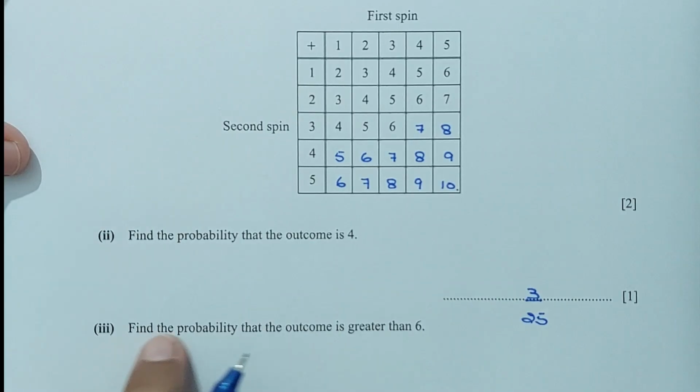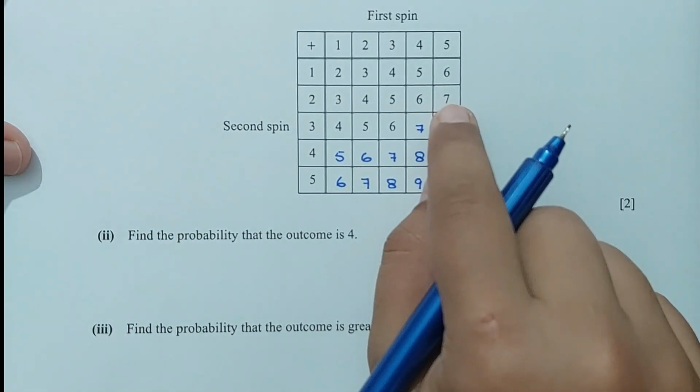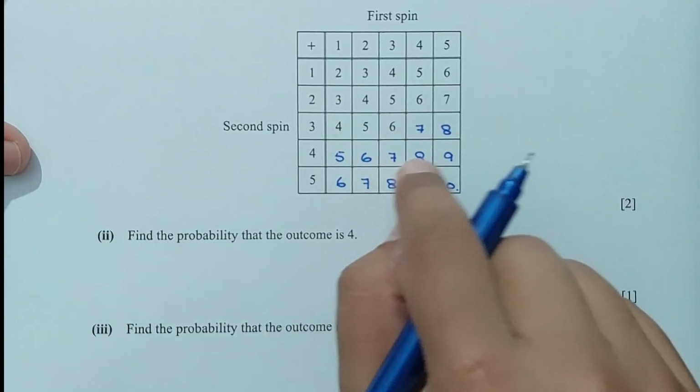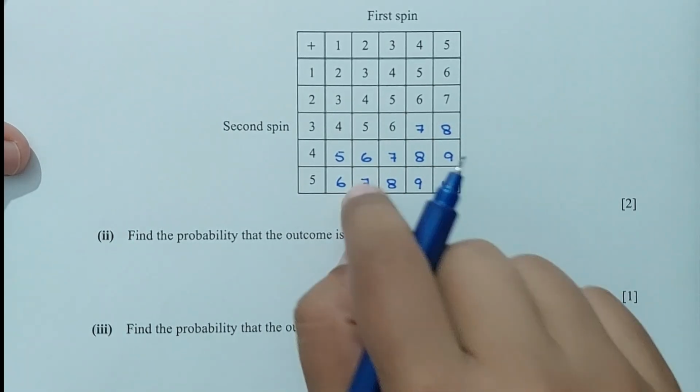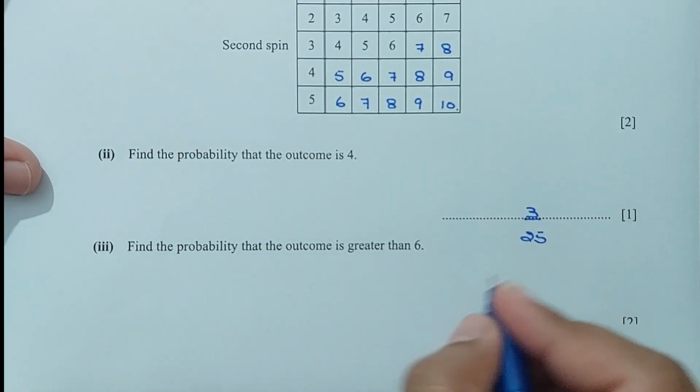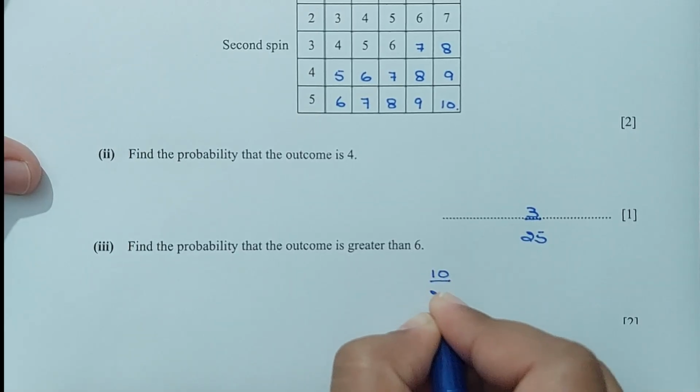Number 3, find the probability that the outcome is greater than 6. How many outcomes are more than 6? 1, 2, 3, 4, 5, 6, 7, 8, 9, and 10. 10 outcomes are more than 6. So that probability is 10 out of 25.